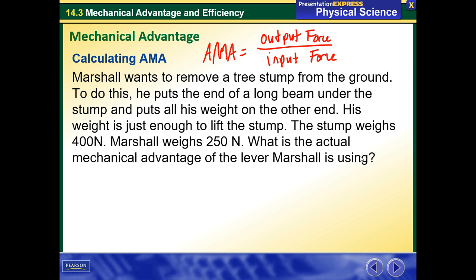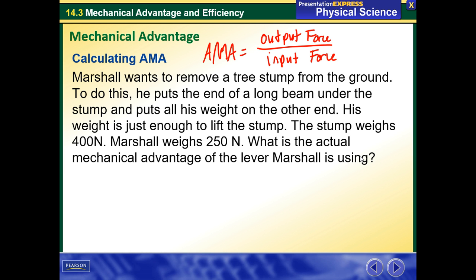We're going to do an example of calculating AMA. At the top, I wrote the formula: output force divided by input force. It reads, Marshall wants to remove a tree stump from the ground. To do this, he puts the end of a long beam under the stump and puts all his weight on the other end. His weight is just enough to lift the stump, and the stump weighs 400 newtons while Marshall weighs 250 newtons. What is the actual mechanical advantage of the lever that Marshall is using?